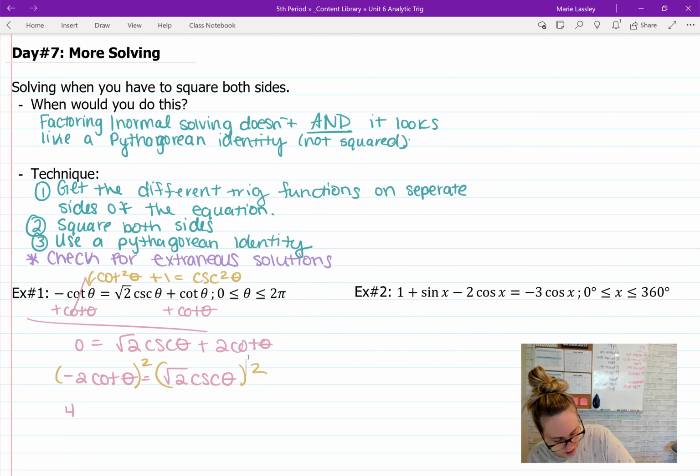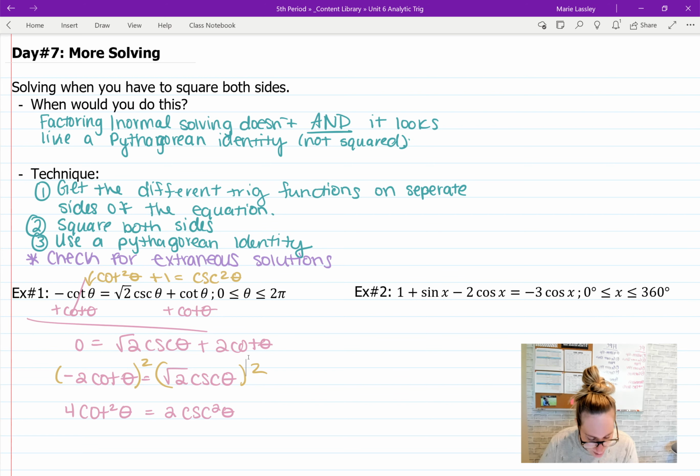And then cotangent squared becomes cotangent squared equals, square root of 2 squared is just 2, and cosecant squared is cosecant squared. There we go. Okay, so here we are. Now what we want to do is move on to that step 3 where we use a Pythagorean identity. So I just wrote it down, right? Cotangent squared plus 1 equals cosecant squared.